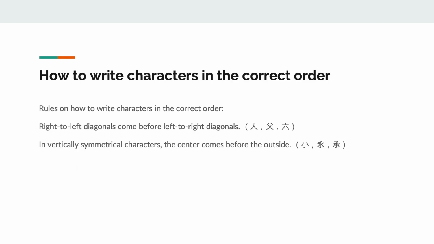The next two rules are in this slide. The fifth rule is right to left diagonals come before left to right diagonals. The characters 人, 父, and 六 follow this rule. The sixth rule is in vertically symmetrical characters, the center comes before the outside. The characters 小, 永, and 成 follow this rule.